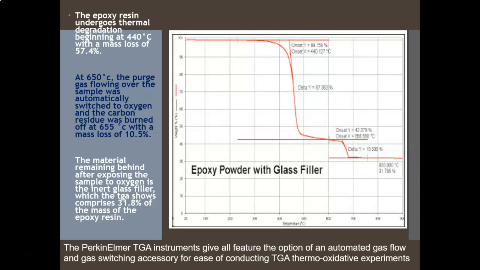The Perkin-Elmer TGA instrument offers the option of an automated gas flow and gas switching accessory for ease of conducting TGA thermo-oxidative experiments. At the temperature right here, it starts to degrade at 440, and then at temperature 600 something, it switches to oxygen, and the residue was burned off at 655 degrees C, and we can see that the remaining residue is about 31%.